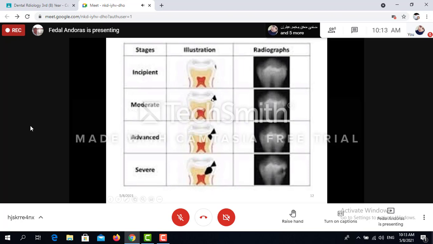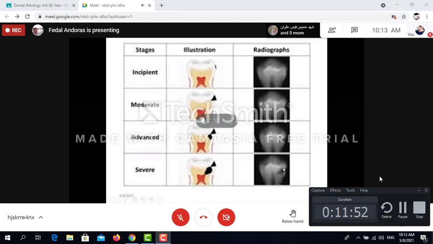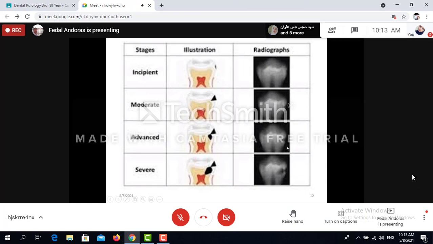Moderate one, it has reached the dentino-enamel junction, not involving it. Advanced, past the dentino-enamel junction, and no more than half of the dentine. Severe, past the dentino-enamel junction with more than half of the dentine involved. See the double triangles and see on the image how the proximal one appears. First triangle and second triangle.